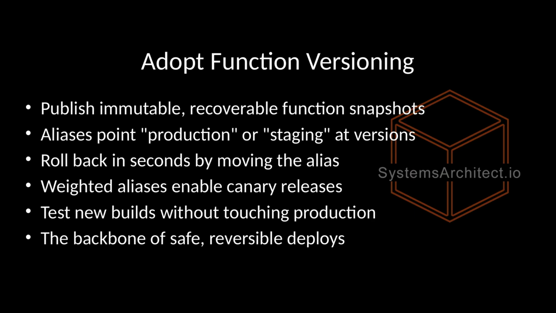10. Adopt function versioning. Versioning lets you publish an immutable snapshot of your function, so a known good deployment is always recoverable. Aliases are movable pointers, like production or staging, so if a new version misbehaves, you roll back in seconds. Weighted aliases send a small slice of traffic to a new version first, a canary release that limits the blast radius of a bad change.